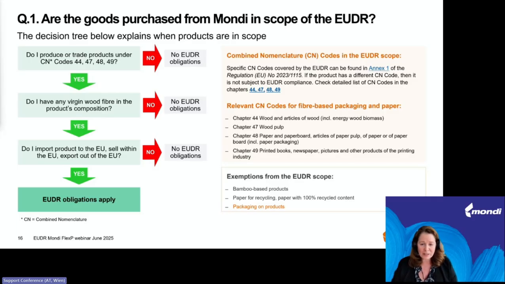The relevant CN codes for fiber-based packaging and paper are related to wood and articles of wood, wood pulp, paper and paperboard for Chapter 48, and printed books, newspapers, and other printed products under Chapter 49, for example. So you'll look at that, and if you say, no, none of the products I produce or trade are listed in this Annex 1, then you have no obligations.